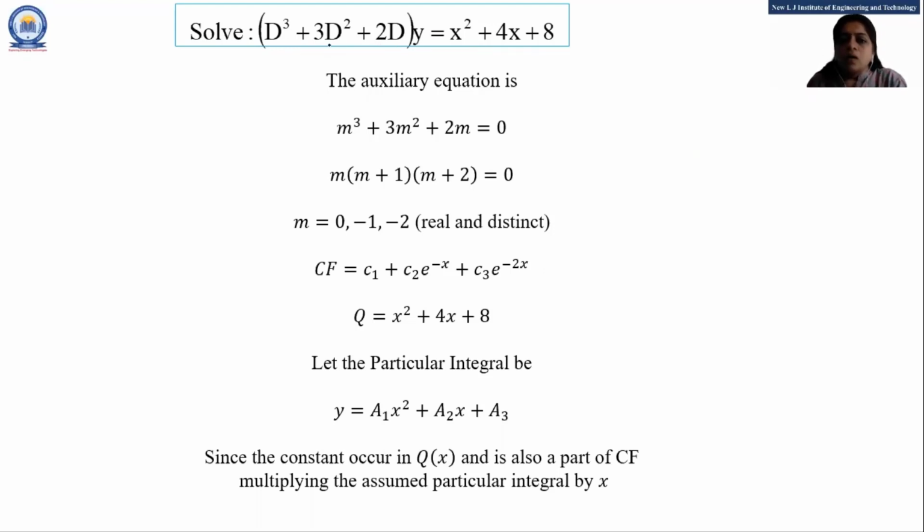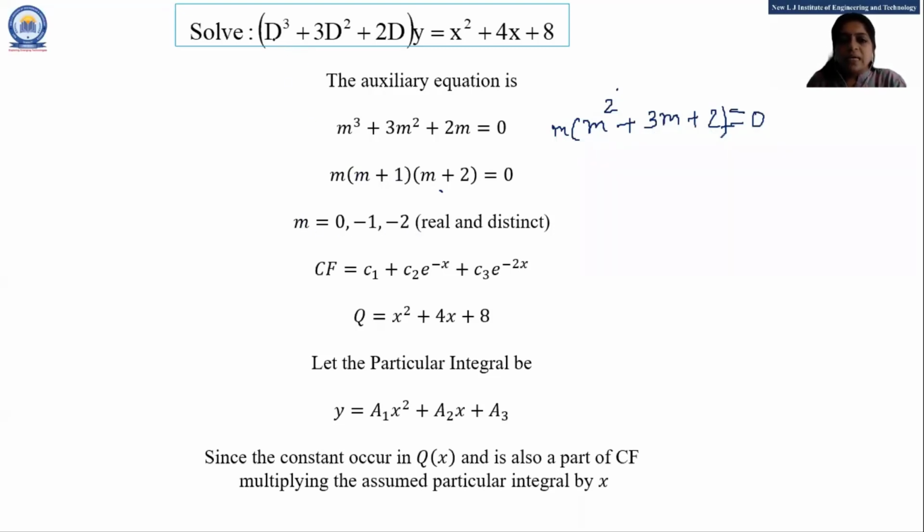D cube plus 3D square plus 2D operating on y is equal to x square plus 4x plus 8. The auxiliary equation is m cube plus 3m square plus 2m equal to 0. Here, if I take m common, then the remaining term is m square plus 3m plus 2 equal to 0, right? So the factors of this m square plus 3m plus 2 are m plus 1 and m plus 2.